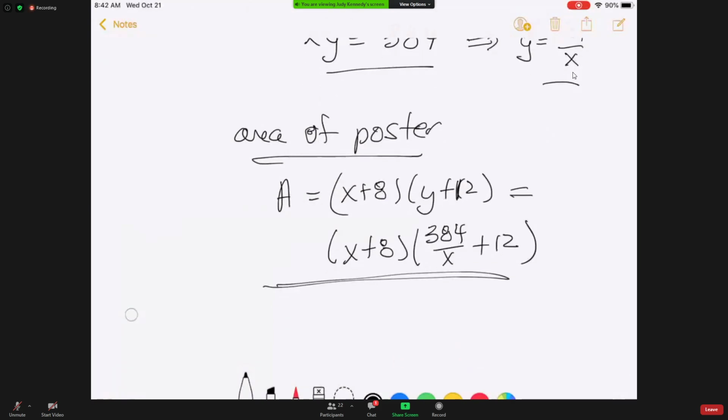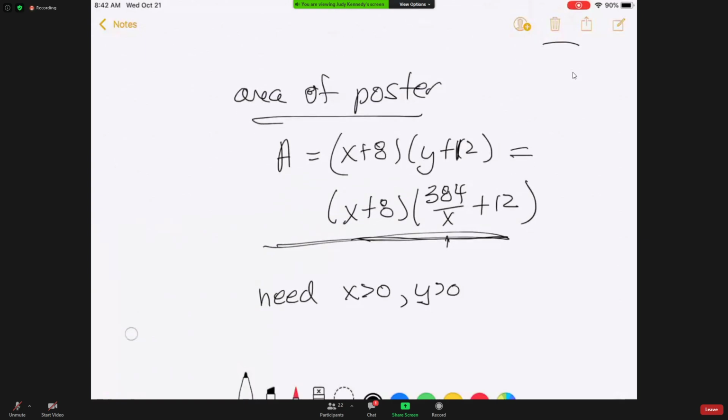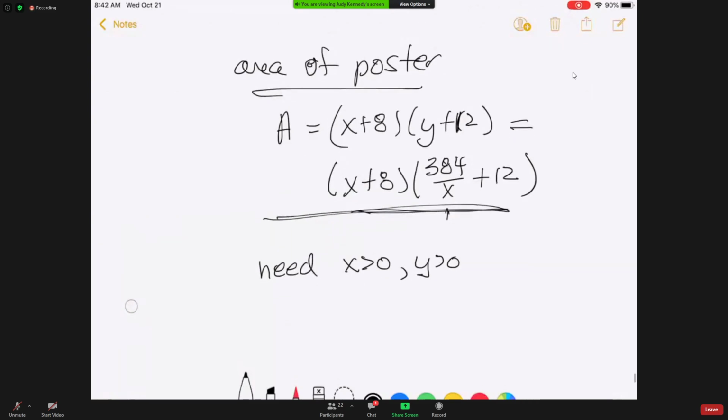So constraints, well, we need x greater than 0 and y greater than 0, but you don't have to worry about y because it's really given in terms of x up there for the problem to make any sense. But let's see. What should we make x be to get that area to be a minimum?